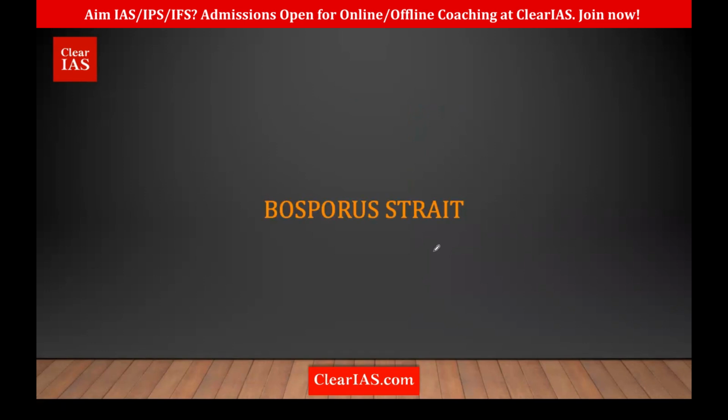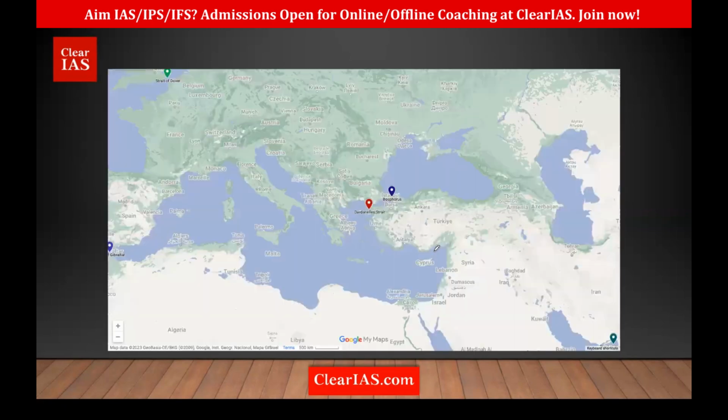Now we will move on to the next strait, that is the Bosphorus Strait. This Bosphorus Strait is important not just for this year's prelims. If you take the last few years, this was actually in the news. Why? I told you in the last session, right? It is because this is where Ukraine is. You can see the location of the Bosphorus Strait. So you have Russia and Ukraine here, and the Bosphorus Strait here.